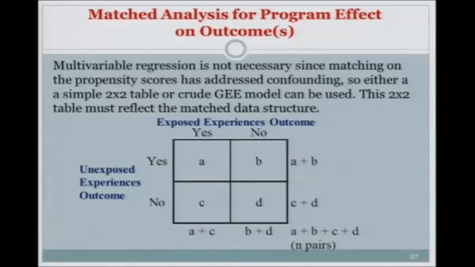Let me start over. I was right the first time. The unexposed experiences the outcome, yes. And the exposed experiences the outcome, no. Here, exposure is the good thing, right? It's program participation, so we want to be in this cell. I apologize for going back and forth on that. I hope I didn't confuse you too much. Questions?